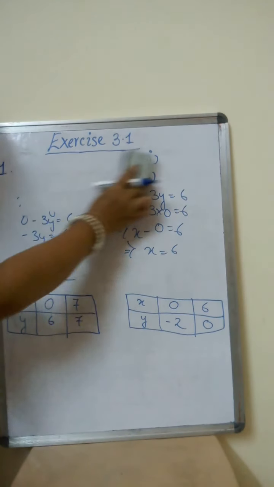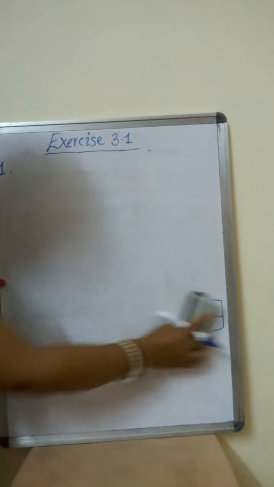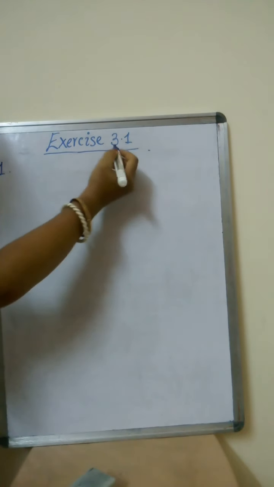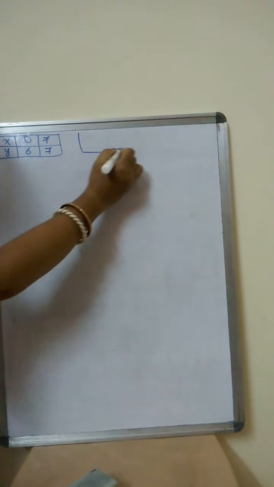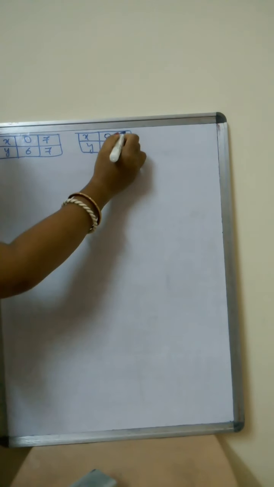Now I have to represent it on the graph paper. Okay. Now how do I represent it on the graph paper? At the side I will write down the values of x and y, because I need to know them. It was 0, 6 and 7, 7, and my second equation was x, y: 0, minus 2 and 6, 0, right? Now I will represent it in the graph.